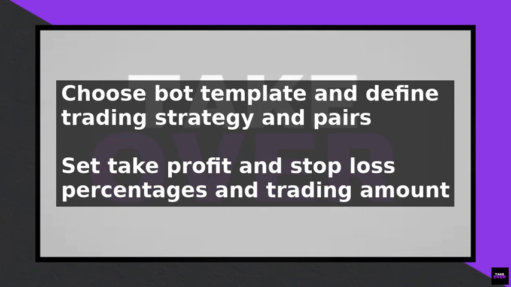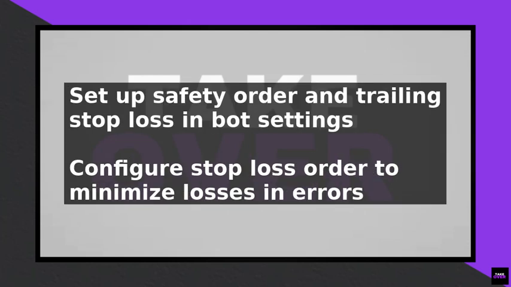In the bot settings, you can also set up a safety order, which is a stop loss order that is triggered if the bot is unable to execute a trade. This helps to minimize losses in the event of a trading error. After configuring your bot settings, click Save and enable the bot to start trading.